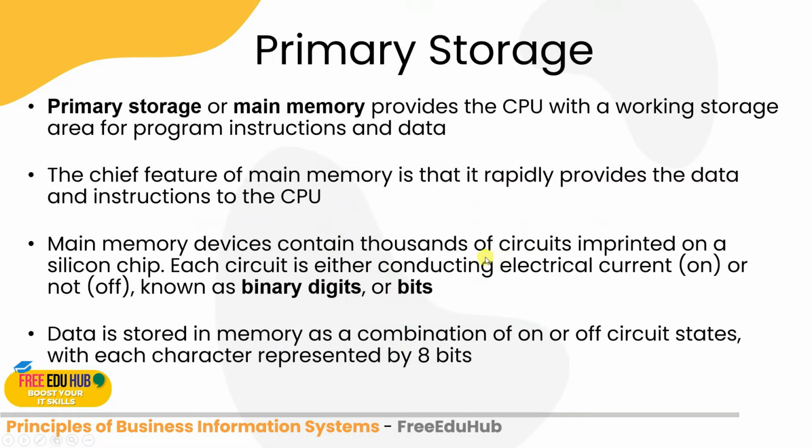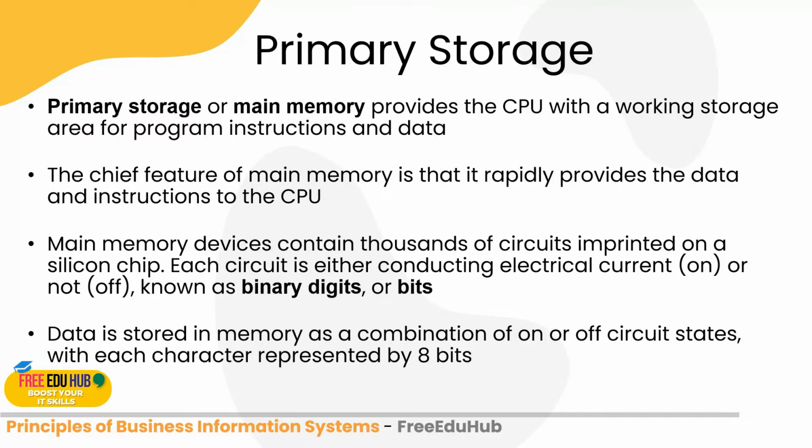Then we have the primary storage. Primary storage is the main storage on the computer, or the memory, which provides the CPU with a working storage area for the program instructions and data. So in order to process data, it needs to be stored somewhere on the computer. The primary storage's main function is to keep the data there for a short period of time, process it, and then give the output of it. The chief feature of the main memory is that it rapidly provides the data and instructions to the CPU.